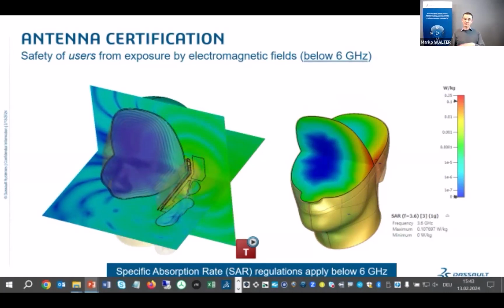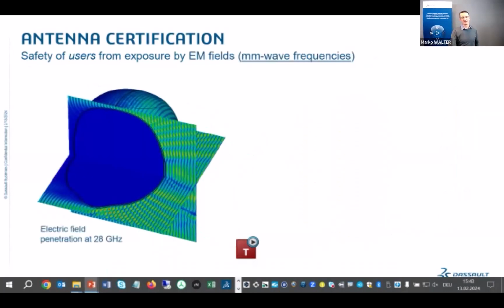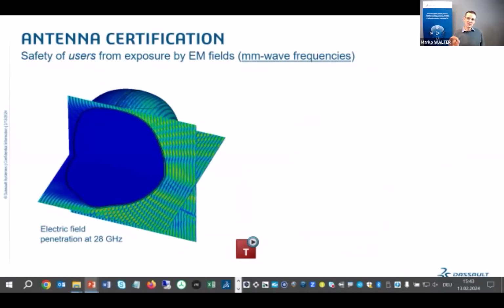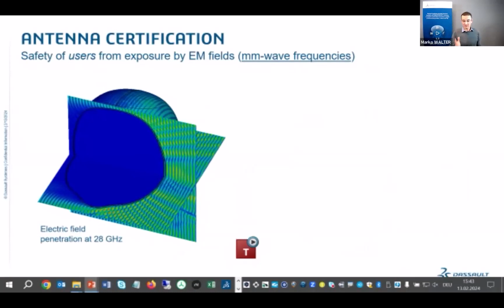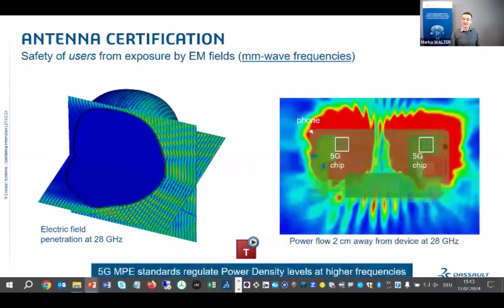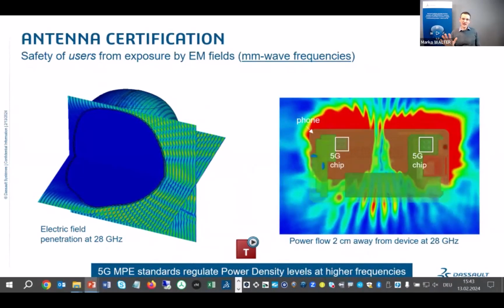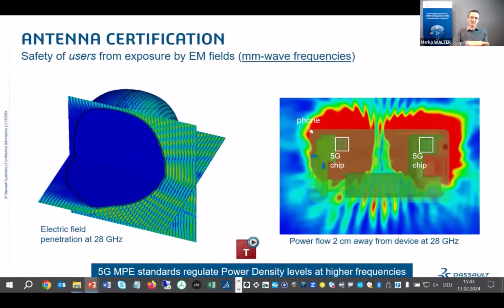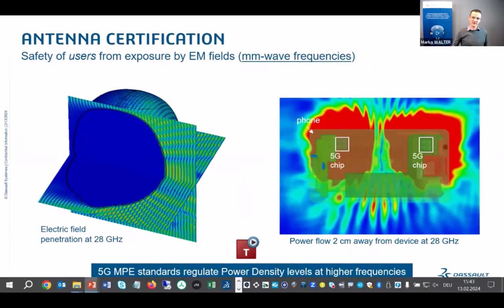This is for lower frequencies, so below 6 gigahertz. At higher frequencies, things change slightly because the fields don't really penetrate into the human tissue very far. They only affect the outside layer of the body. It's still important. There are still exposure limits which have to be adhered to. But for this reason, for example, at millimeter wave 5G, we have to evaluate the field on a plane a certain distance from the phone. So for example, 2 centimeters from the phone on a surface, what is the maximum field?